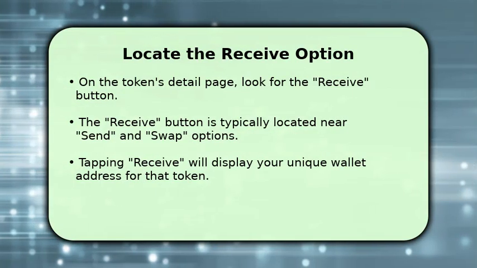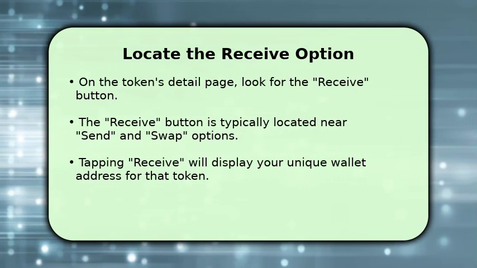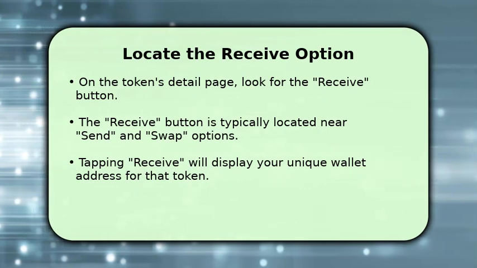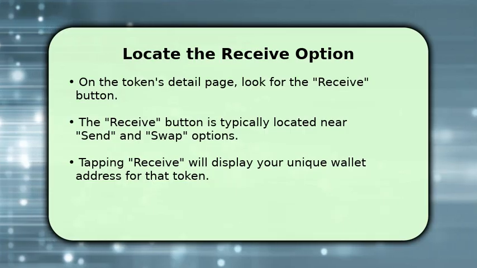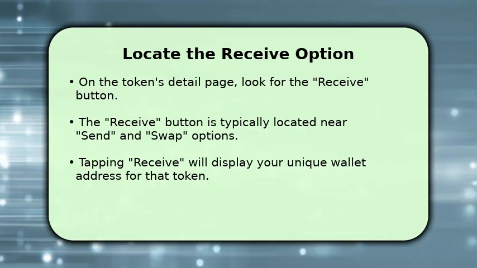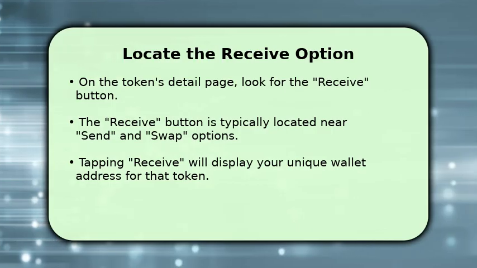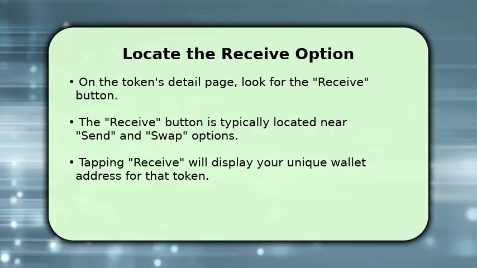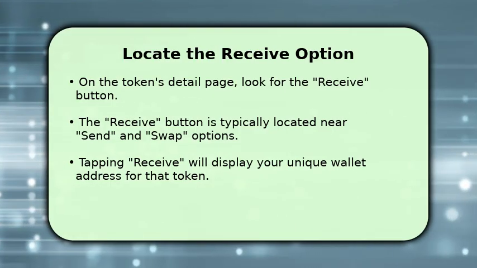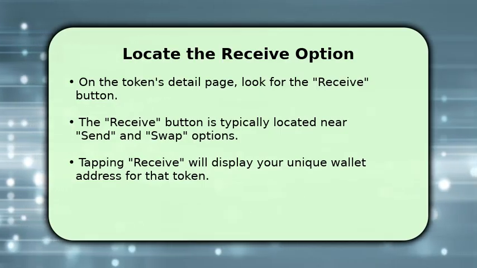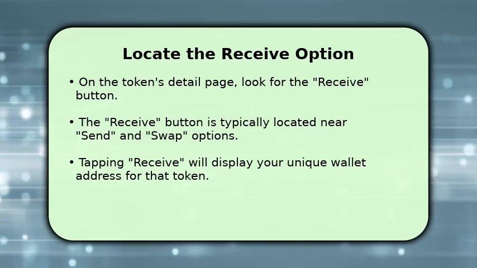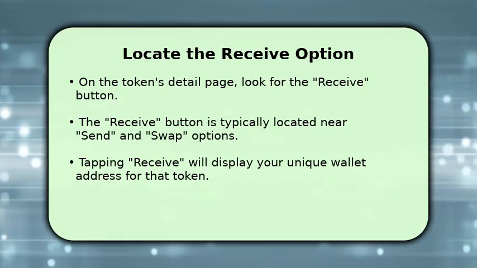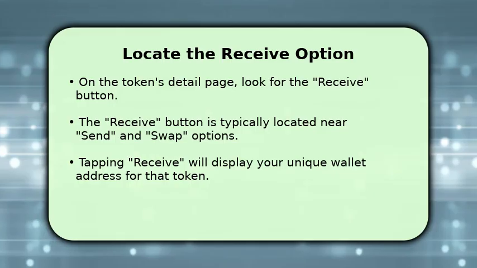Once you are on the token's detail page, you will see several options. Look for the Receive button, which is usually positioned prominently alongside Send and Swap buttons. Tapping Receive will reveal your unique BEP20 wallet address for that specific token. This address is crucial for receiving funds into your Trust Wallet. It's a long string of alphanumeric characters, representing your digital mailbox.